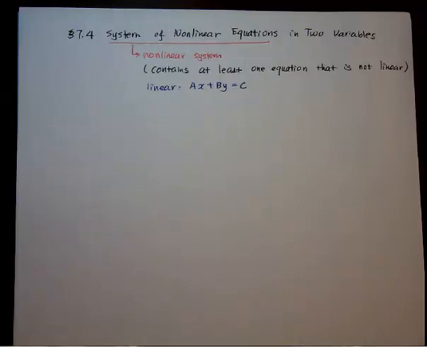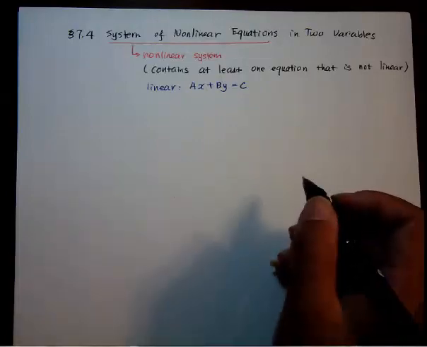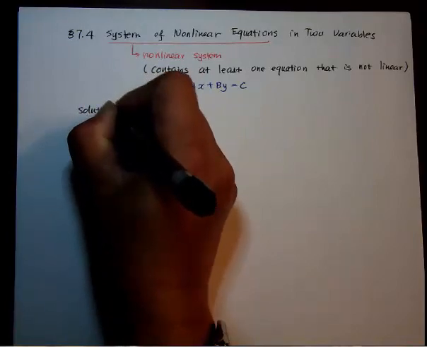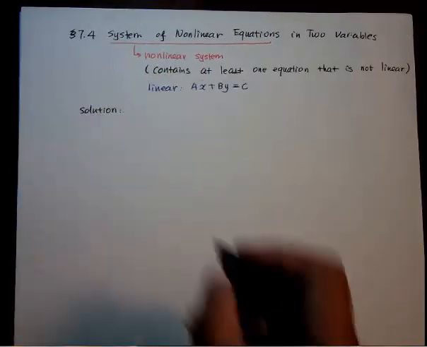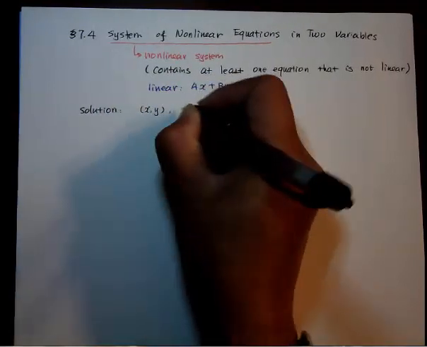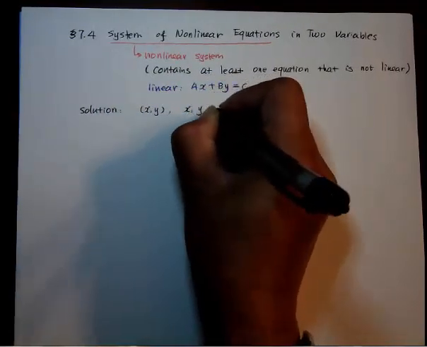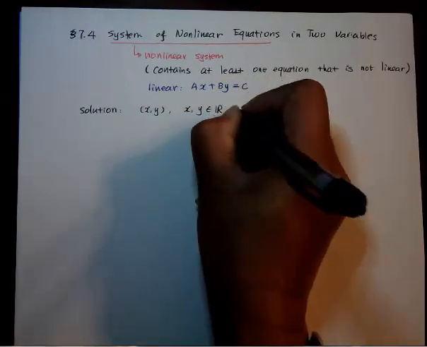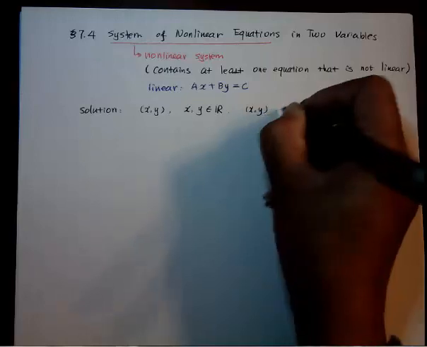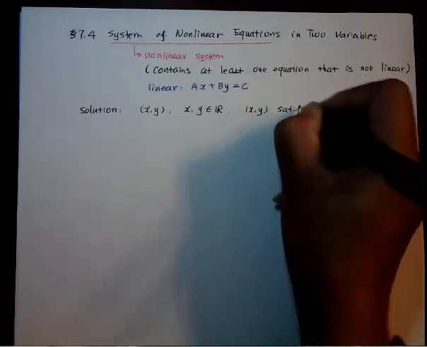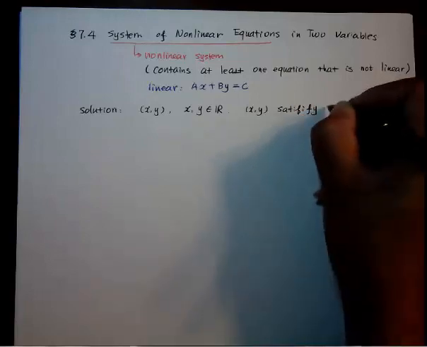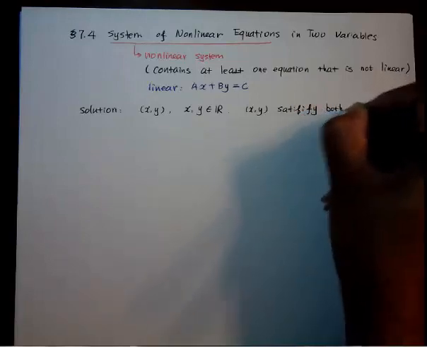In two variables, that's the 2D case, the solution is an ordered pair. And in this ordered pair, x and y are real numbers, and this x, y satisfies both equations in the system.